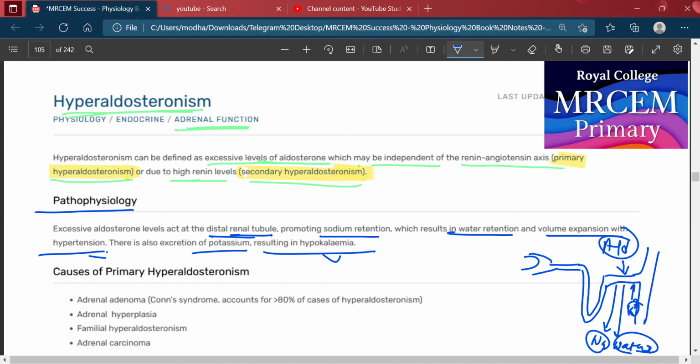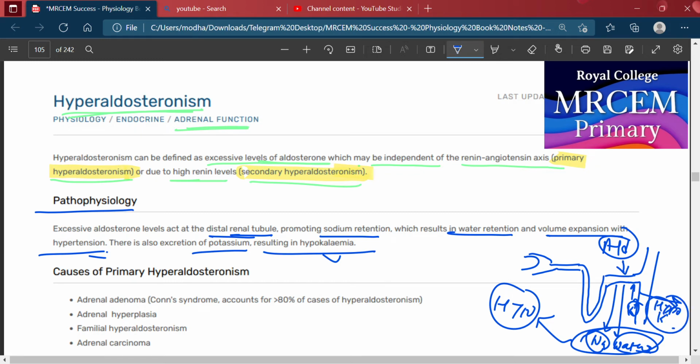Due to the volume expansion it will cause hypertension. Now, at a limited level of aldosterone this is beneficial, but when the aldosterone is very high, that's hyperaldosteronism. This causes sodium and water retention. Excessive sodium and water retention will cause hypertension, and excessive potassium loss will also cause hypokalemia.